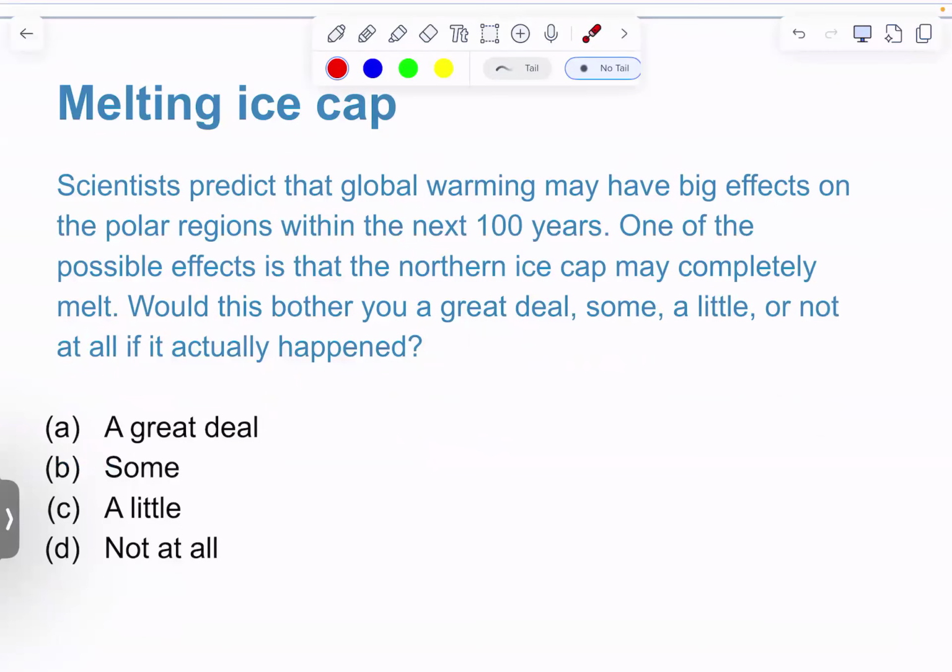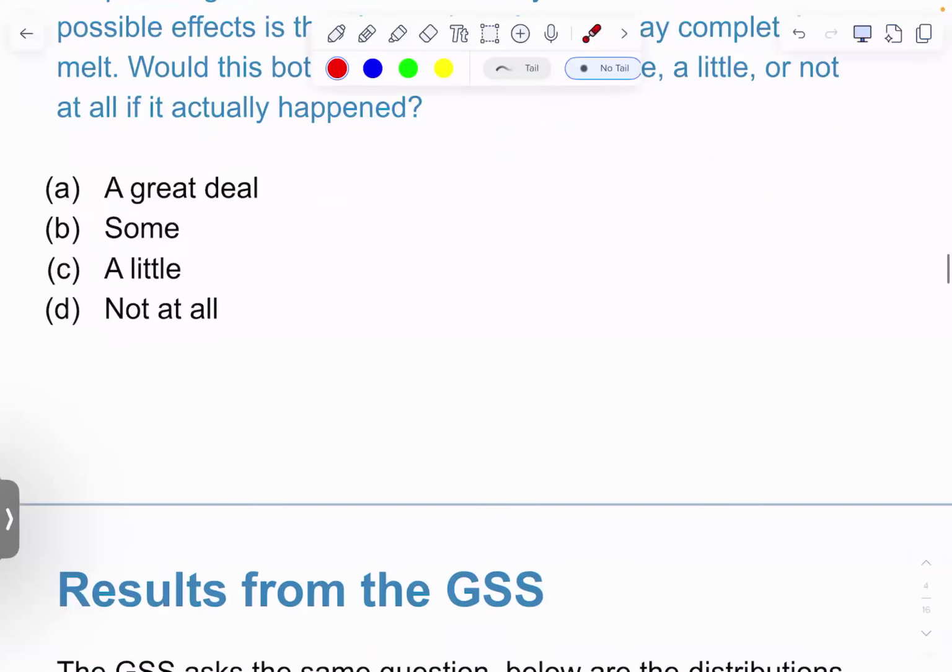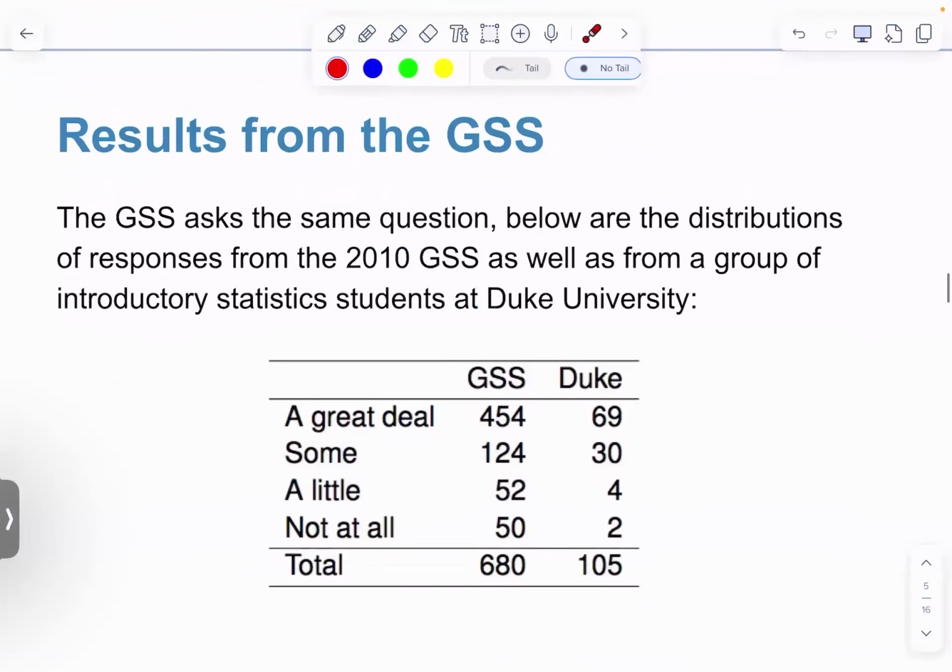Scientists predict that global warming may have big effects on the polar regions within the next 100 years. One of the possible effects is that the northern ice cap may completely melt. Would this bother you a great deal, some, a little, or not at all if it actually happened? So this is a survey that they've asked, and these were the options.